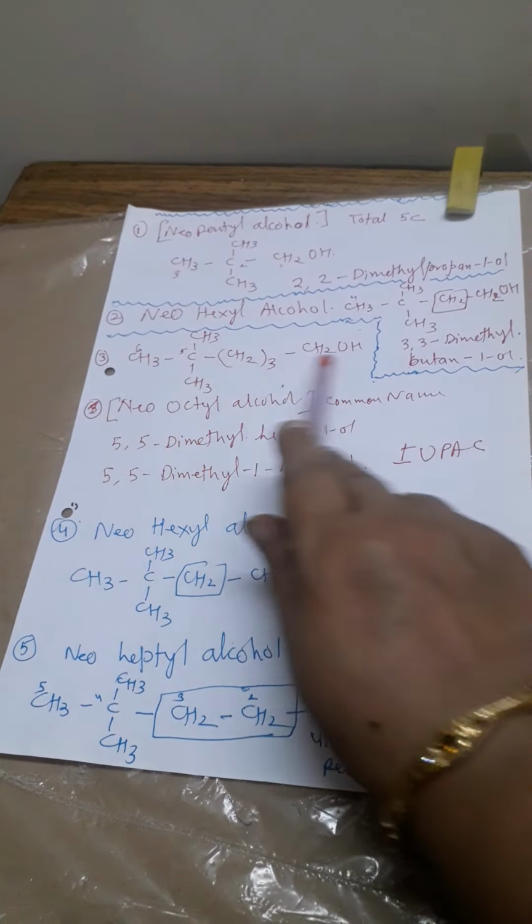Neopentyl alcohol we have discussed. IUPAC naming you should know about it. Neohexyl alcohol also we have discussed, so we can skip it. You have to find out yourself also. See, neopentyl alcohol, neohexyl alcohol we have discussed.